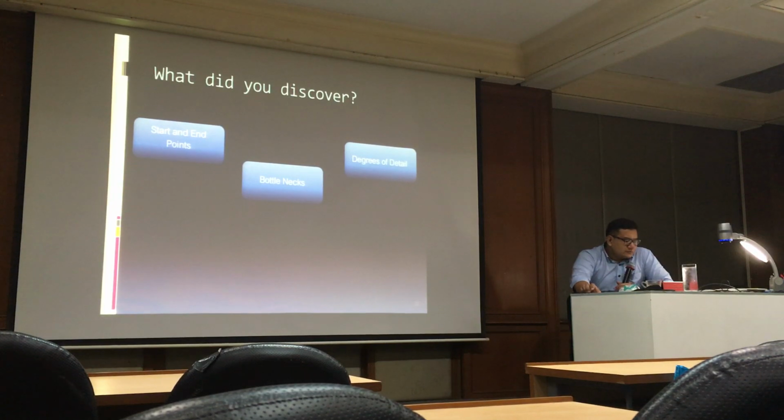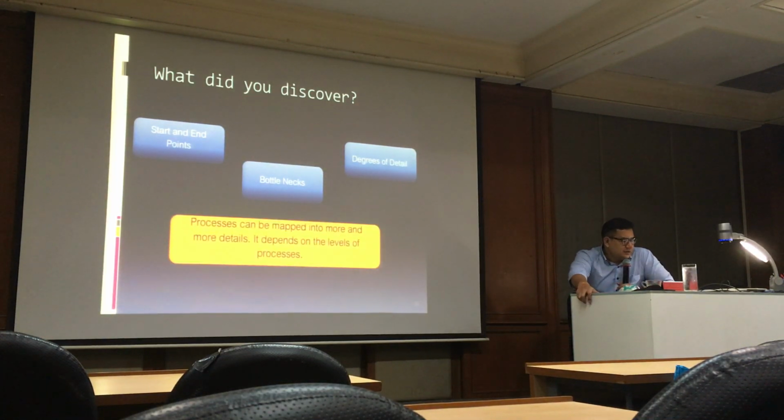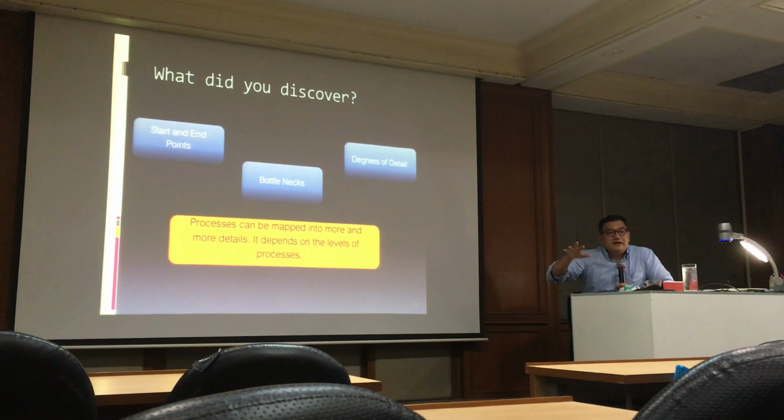Right? And then the bottleneck is another one. Don't forget to identify which activities probably are the bottleneck of the process. So my point is that you can map processes in more detail, but it depends on the level that you want. But for process improvement, we actually prefer a high level of detail. High level means not too much detail, right? Just the key processes, and then we're going to analyze and go deeper later on. But at first, when you go into the process, just the key processes.